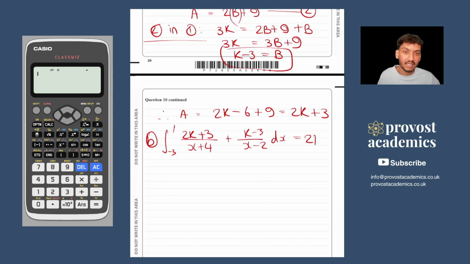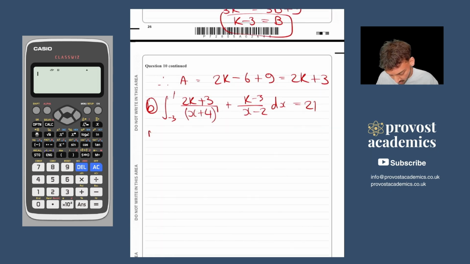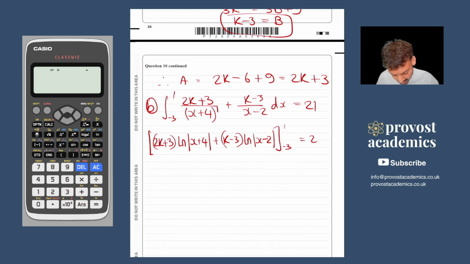So hopefully you can see that this is going to be a natural log, because the entire bracket is to the power of 1, so we can say this is just going to be a natural log integral. So I'm going to get 2k plus 3 and ln of x plus 4. And remember, when you integrate using the natural log, make sure you use your moduli operator, okay? Because it only can be positive, it can't be negative. And then plus k minus 3, ln of x minus 2, between minus 3 and 1 equals 21.